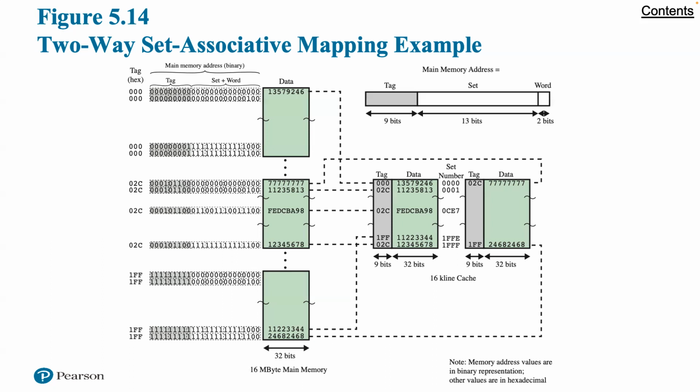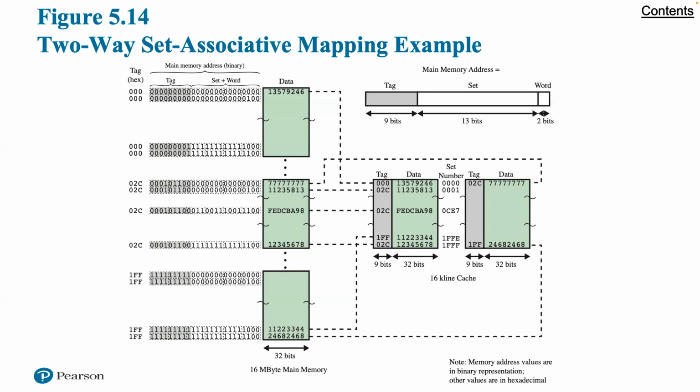For a read operation, the 13-bit set number is used to determine which set of 2 lines is to be examined. Both lines in the set are examined for a match with the tag number of the address to be accessed.